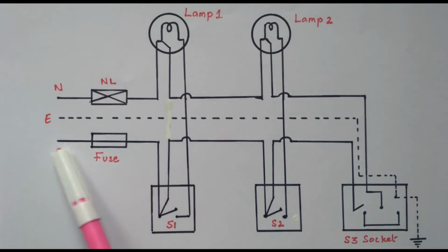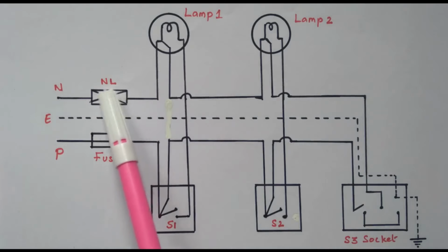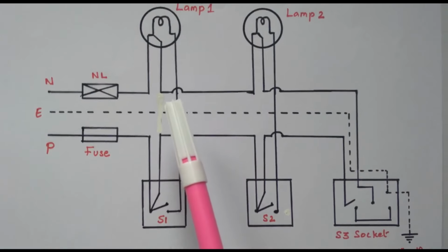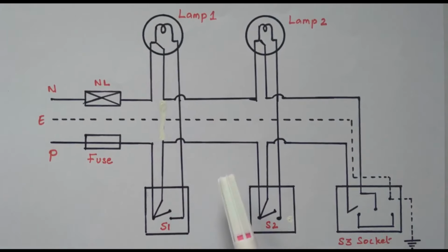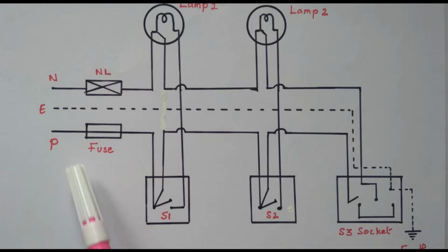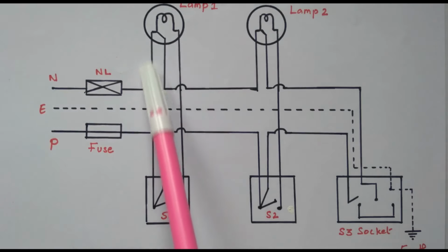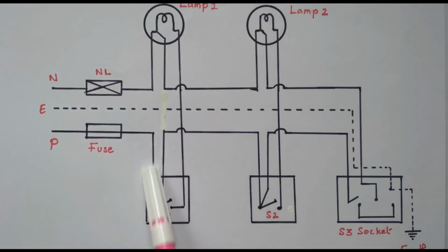Now we'll go to the phase. This is NL, neutral line. The phase is connected through the fuse. If any excess current is there, this fuse will blow and protect lamp 1 and lamp 2 as well as the socket. The entire circuit is protected by this fuse. So the neutral is connected directly. The phase is connected through the fuse, and this fuse is connected through the switch. It is not connected directly to the lamp. Neutral is connected directly, the phase is connected through the switch. See, this switch is available.